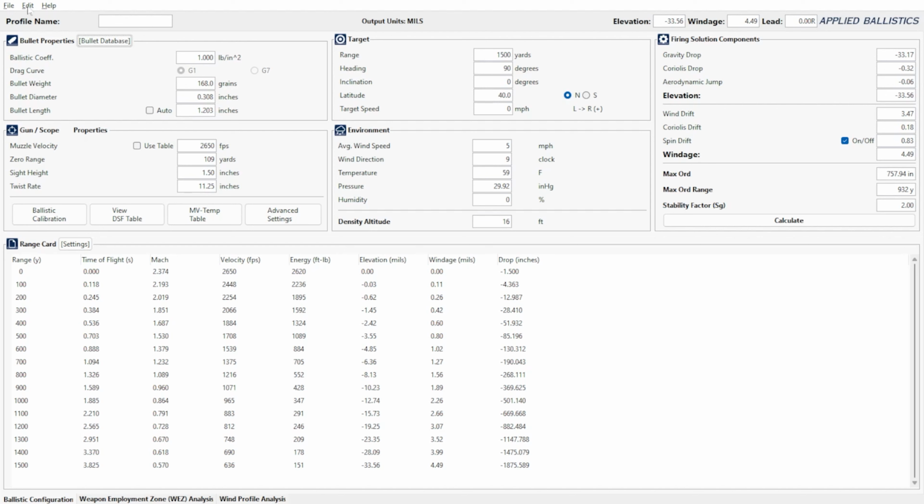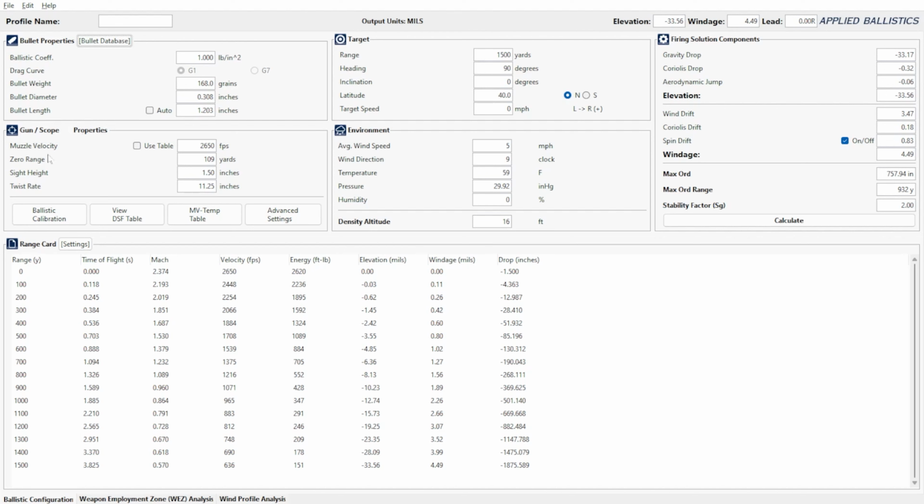You can change the input data here in units. You can change input and output, mixed English metric, and you can go inches, mils and MOA, depending on which inputs and outputs you wish. We'll leave it like that for the minute. Then we move down to gun scope properties.